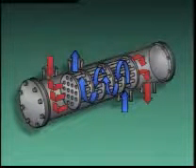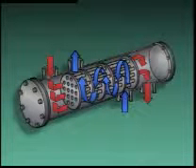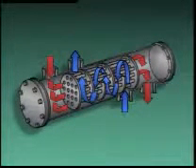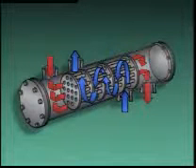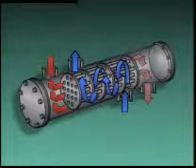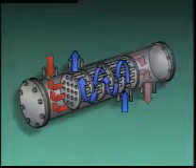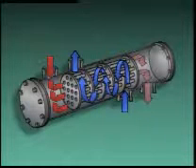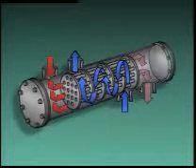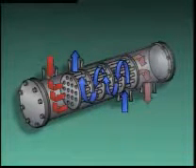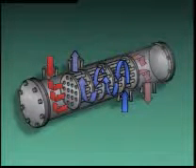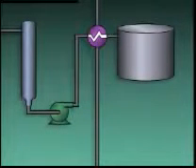As the hotter fluid passes through the tubes, it transfers heat to the tubes and the fluid on the shell side, so the temperature of the fluid flowing through the tubes decreases. On the shell side, the cooler fluid passes around the tubes and receives heat from the tubes, so its temperature increases.